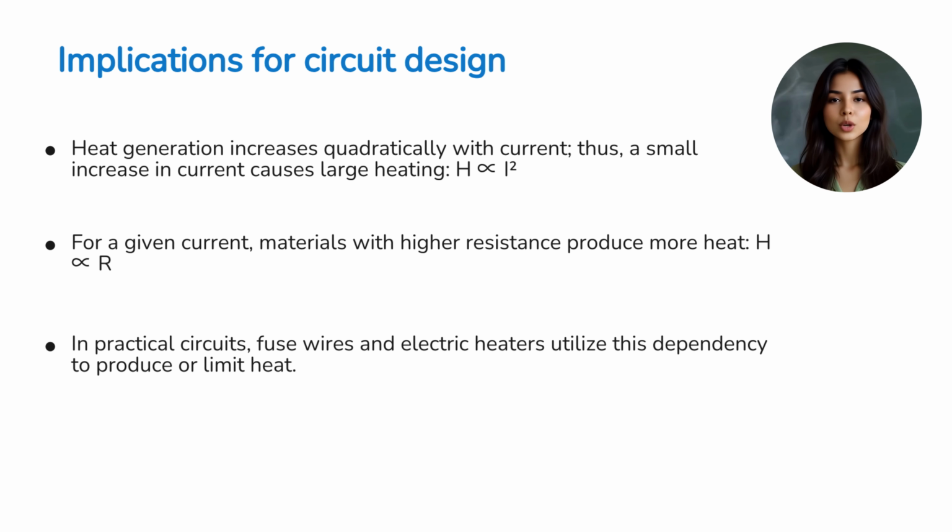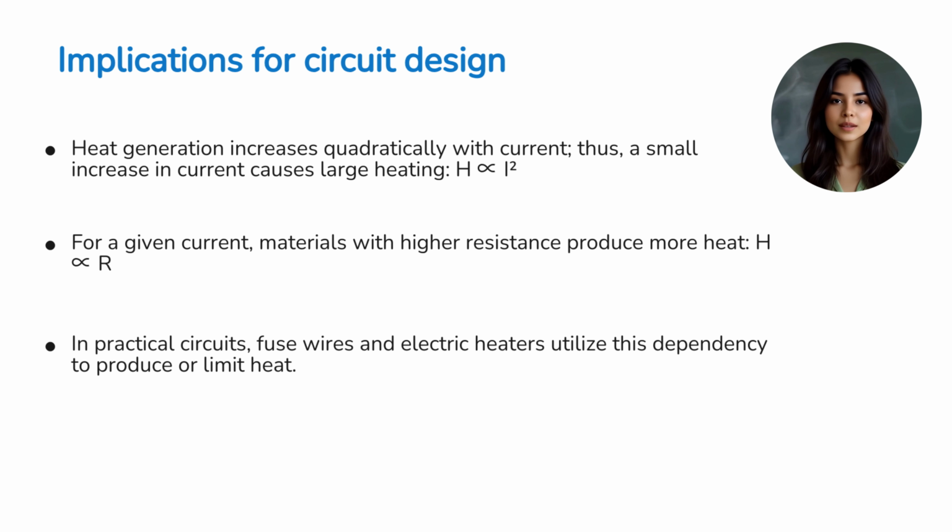Let's zoom in on what really drives the heat generated in a circuit: current and resistance. The heat produced rises steeply with current because heat is proportional to current squared. That means if you double the current, the heat produced shoots up by 4 times, like turning a stove's knob twice as much and suddenly your pan is blazing.